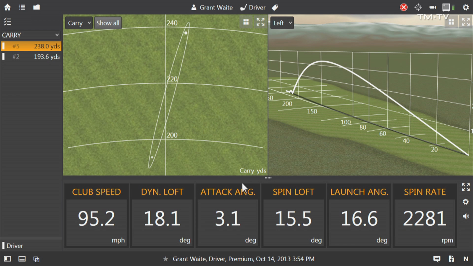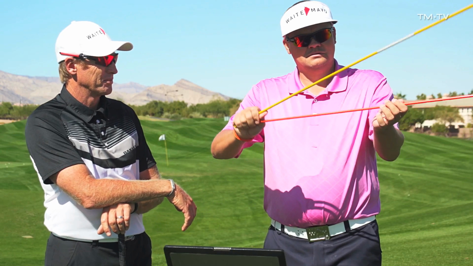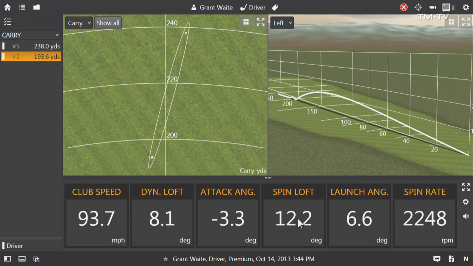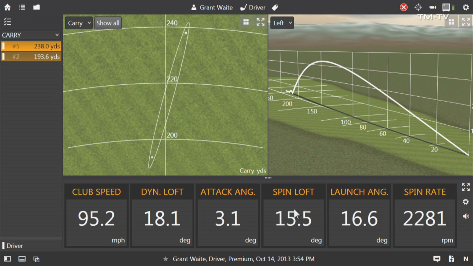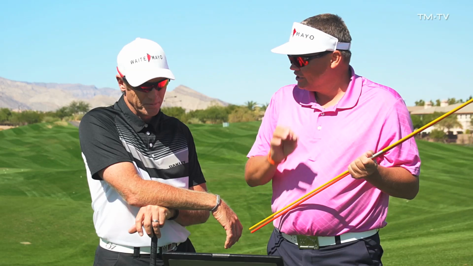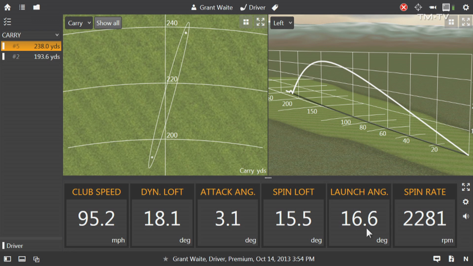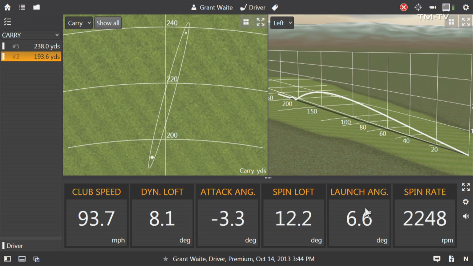Now the spin loft, remember, is dynamic loft minus angle of attack. The one before, Grant, I believe was 12.2 degrees right there. So the spin loft went up just a little bit, but the spin rate didn't increase because of what you just said before. You hit a little high on the face. No big deal. But Grant, look at this one. This is amazing. You launched this one at 16.6 at approximately 2200. The one before, you launched at 6 degrees at approximately 2200. The one before, Grant, you hit it 193.6. Isn't that amazing? Okay, so that's my carry right there. Yep. You hit it 193.6.